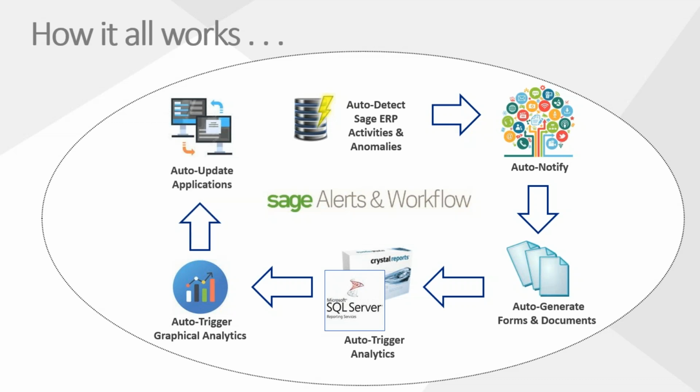And note that the application is called Sage Alerts and Workflow. And that "and workflow" part is very important because the solution itself can go back into Sage 100 and actually add or update records. If a client is past due, delinquent in paying for their invoices, Alerts and Workflow can put that client on credit hold. If an item has dropped below its reorder level, Alerts and Workflow can automatically generate a purchase order for that item. So that's the workflow part of the picture.